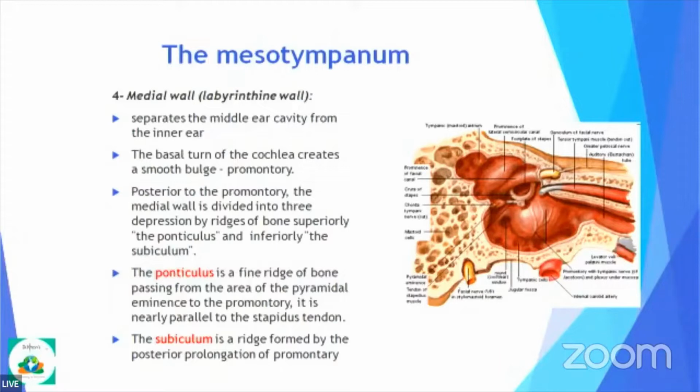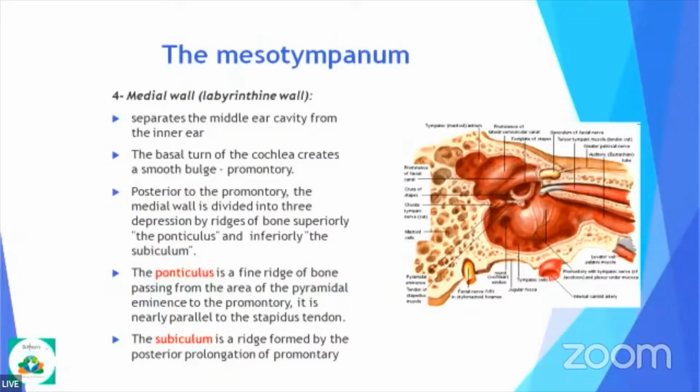a fine bridge-like structure which is moving from the ponticulus, that is P. If you just see, it consists of two structures which are named after P, that is the promontory and the pyramid. So it's a structure which is basically dividing the posterior part of the mesotympanum into certain structures depending upon the two structures, that is the ponticulus and the subiculum. And between these two regions, there's a space, and then below that and above that.